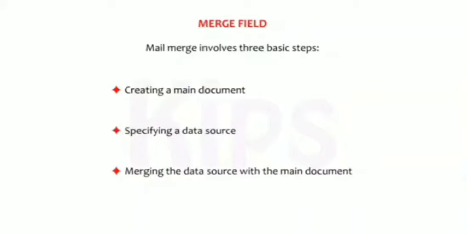First, we are going to make a main document. Second, specifying a data source. And third will be merging the data source with the main document. Here in the first step, we are going to create a main document. That means first we are going to write the letter that we want to send. Second, specify a data source. That means we have to create a recipient list, or we can also use a saved recipient list.